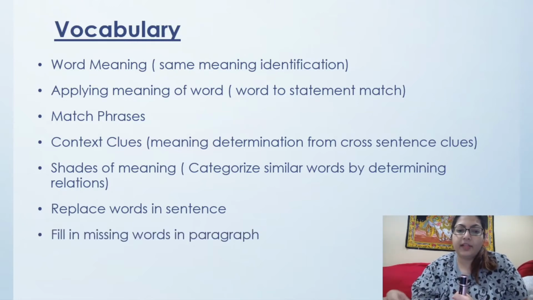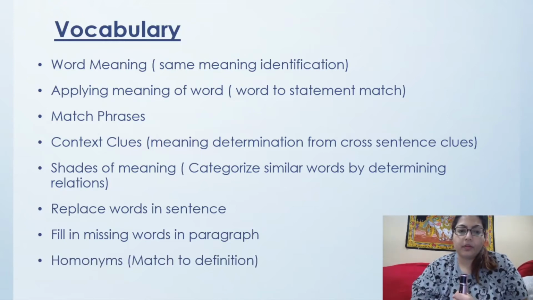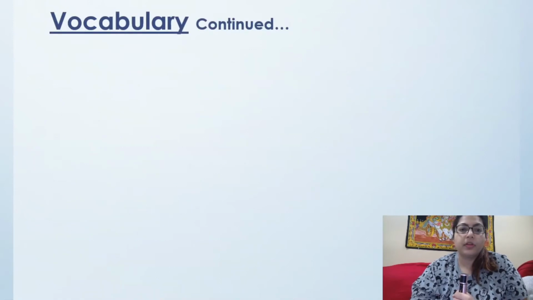And we have fill in the missing words in a paragraph. So there will be a word box and a paragraph, and as you are going, whichever is the best match for the line, that particular word has to be adjusted. Homonyms is matching the definitions mostly. Then we have homophones, identifying homophones.